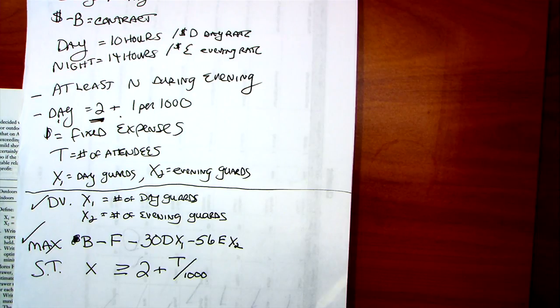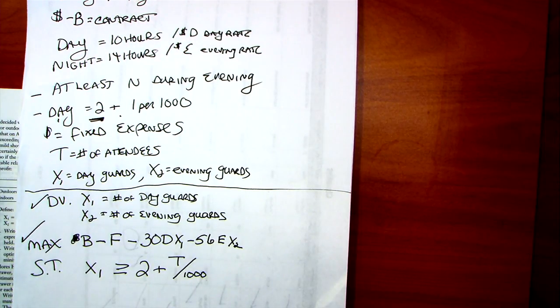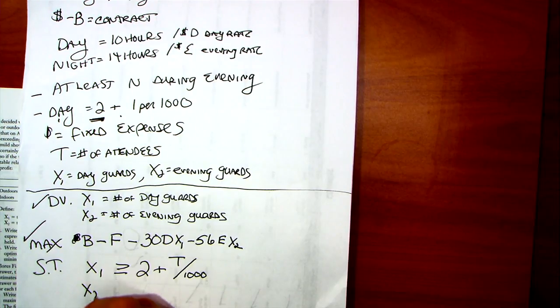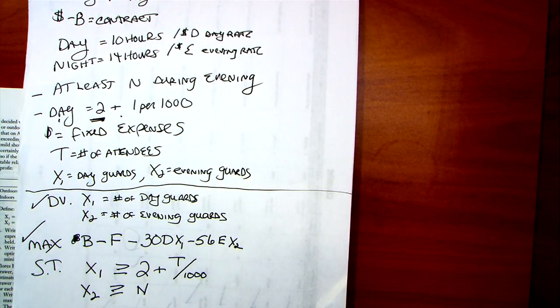Does that make sense? Yes? Okay. Well, that should be x1 because we're talking about day guards. What does it tell us about evening guards? It says evening guards at least n during the evening, so it didn't even tell us what n is, but x2 is greater than or equal to n. That's just some variable, right? It doesn't even tell us what that is.